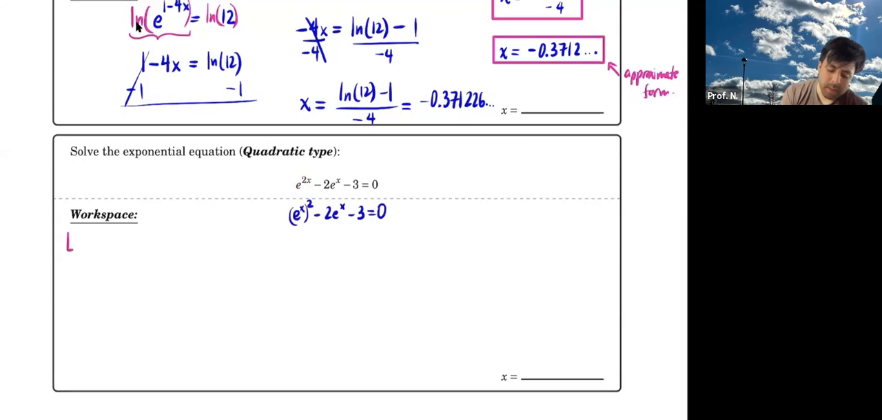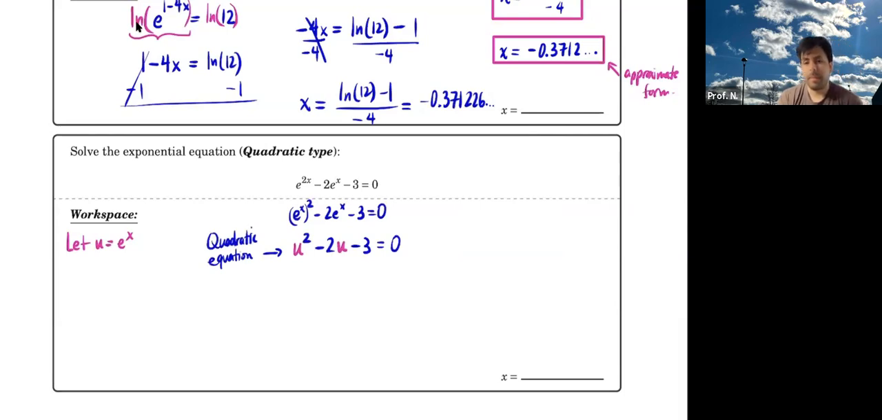So we say let u equal e to the x. If u is equal to e to the x, look what I get. I get u squared minus 2u minus 3 equals 0. What do I have here? I have a quadratic equation. And we've solved quadratics since the beginning of the semester, haven't we? So how do I solve this equation? u squared minus 2u minus 3 equals 0. How do I solve it?